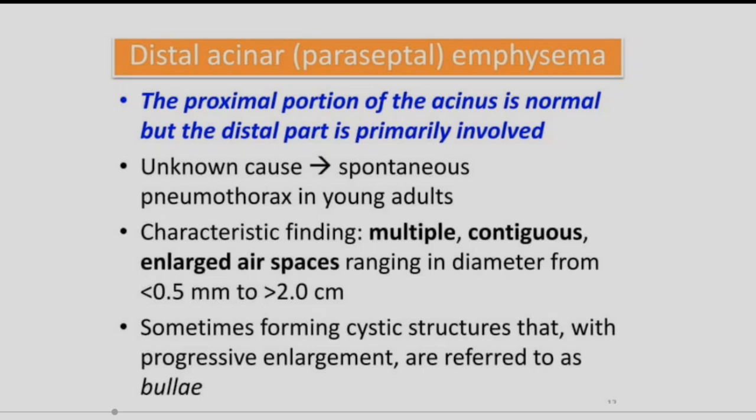There is no known cause, and spontaneous pneumothorax occurs in young adults. Characteristic findings are multiple contiguous enlarged air spaces ranging in diameter from 0.5 mm to 2.0 cm. Sometimes it forms cystic structures with progression, referred to as bullae.